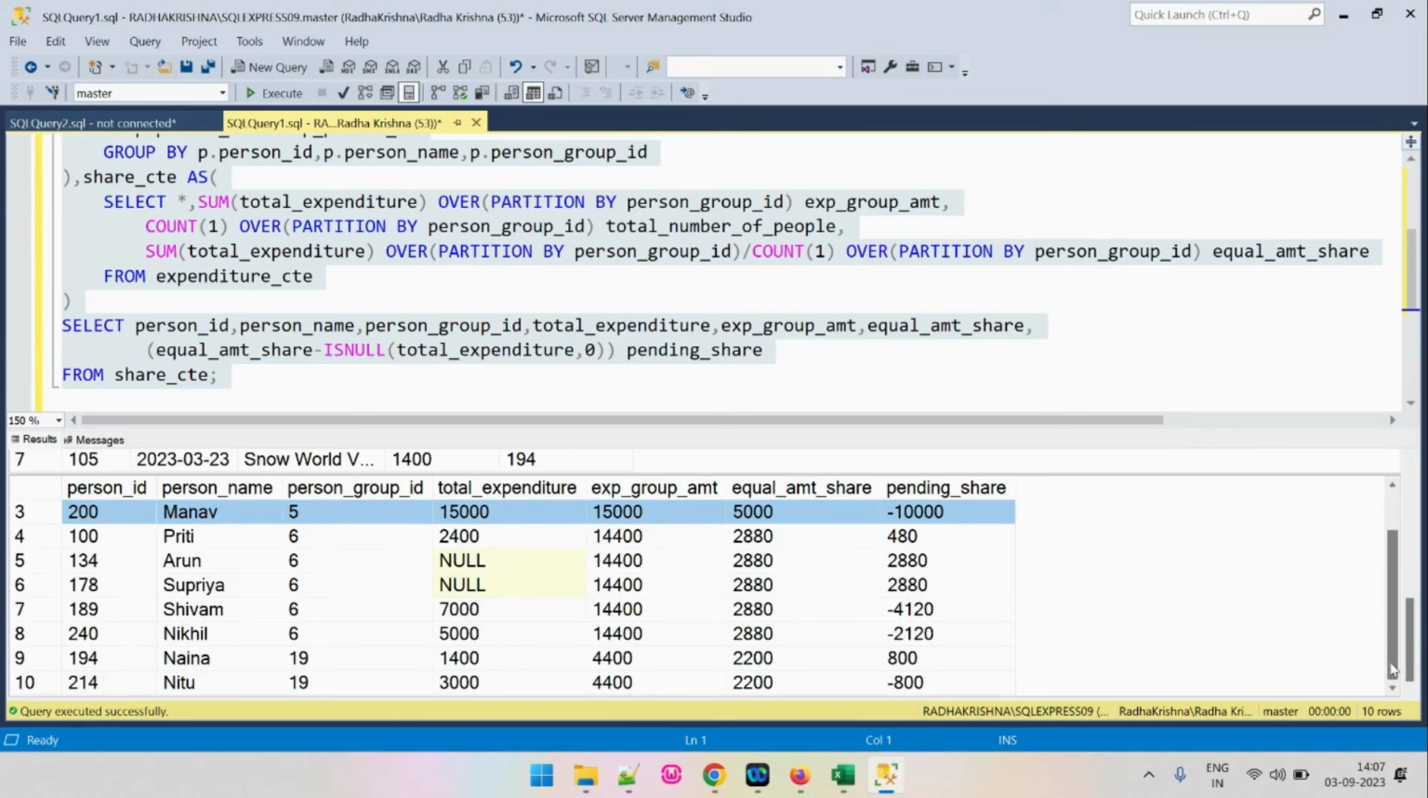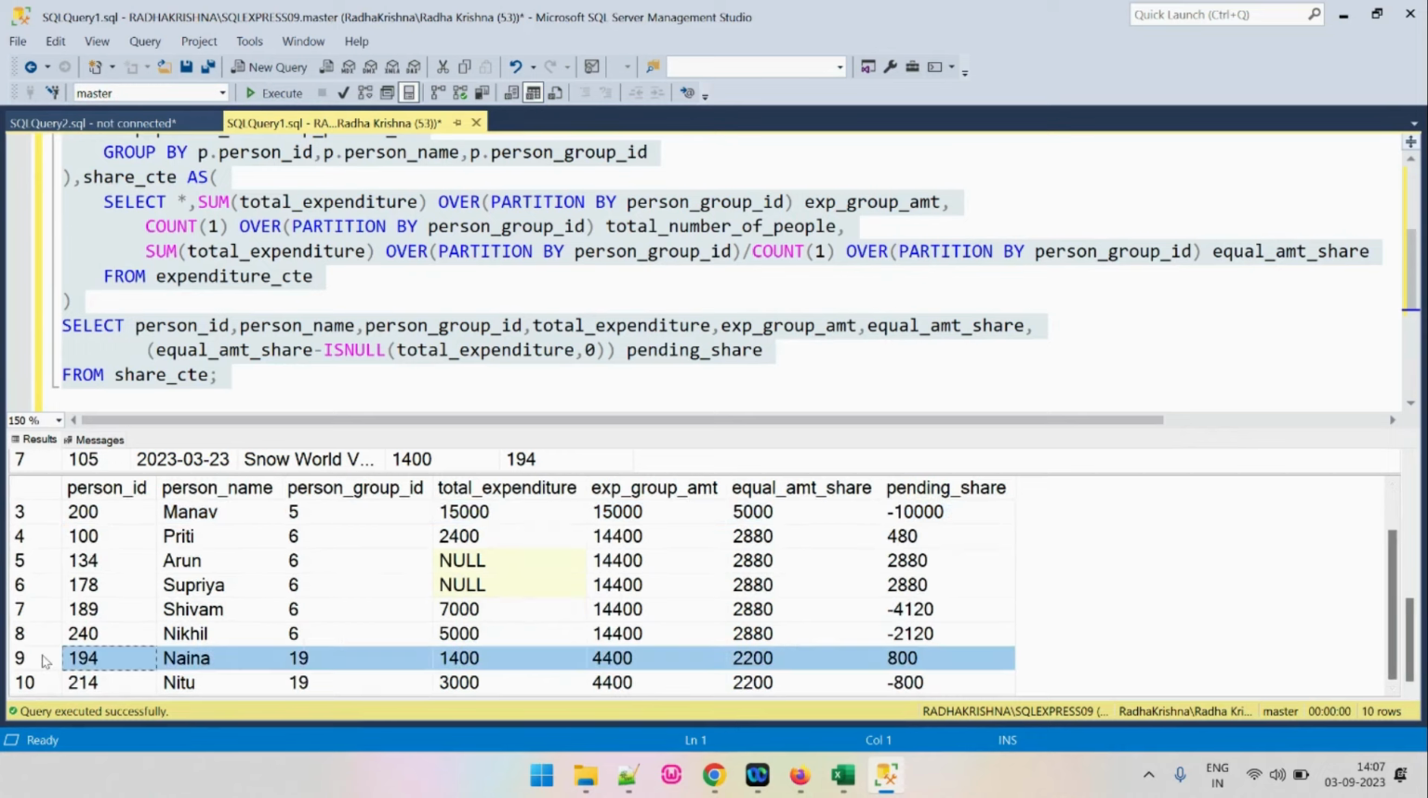Let's talk about the other groups. Let's talk about the last group first. In the last group, there are two people who have made contributions of 1,400 and 3,000. So the total group contribution is 1,400 plus 3,000, that is 4,400, which means that the equal share is 2,200. The total amount divided by 2 because there are two individuals. Now out of this 2,200 which each individual has to pay, these people have already paid something, like 1,400 has already been paid by Naina. So 2,200 minus 1,400 will be 800, which means Naina has to pay 800.